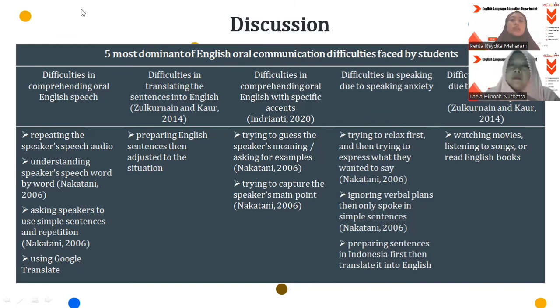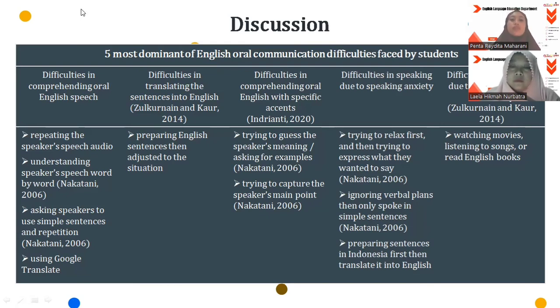And for the fourth dominant English oral communication difficulty, we found that the students have difficulties in speaking due to speaking anxiety. And for coping with these difficulties, the student used preparing sentences in Indonesian first, then translate it into English, trying to relax first and then trying to express what they wanted to say, and also ignoring verbal plans, then only spoke in simple sentences, which is in line with Nakatani 2006.